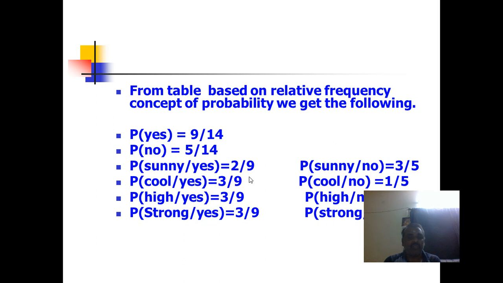Now given yes, we have to count the number of sunnies and that will be 2. So P of sunny given yes is equal to 2 by 9. And given yes, the number of cools we have to count, that will happen to be 3. And P of cool given yes is equal to 3 by 9. Similarly, P of high given yes is equal to 3 by 9. P of strong given yes is equal to 3 by 9. And similarly, we can write P of sunny given no is equal to 3 by 5. P of cool given no is equal to 1 by 5. And we can write P of high given no and P of strong given no.